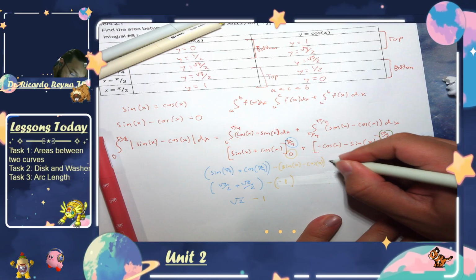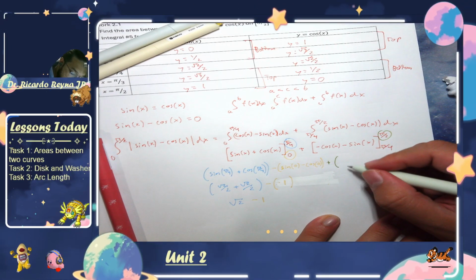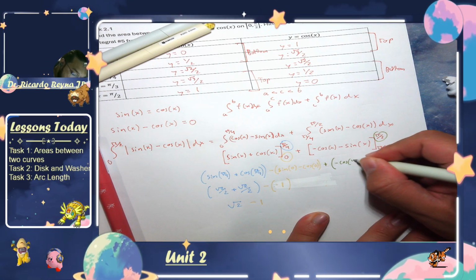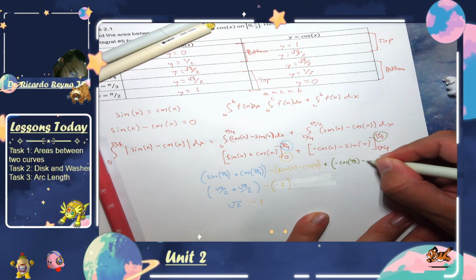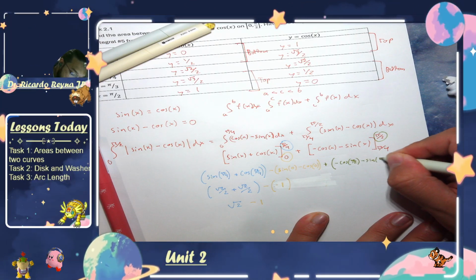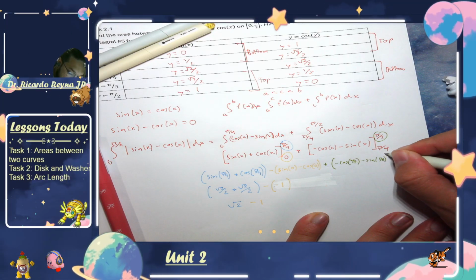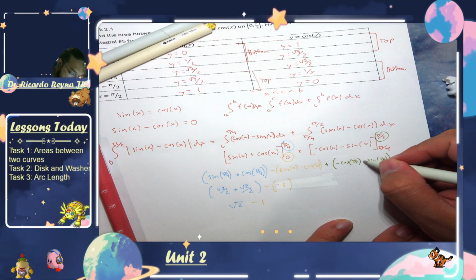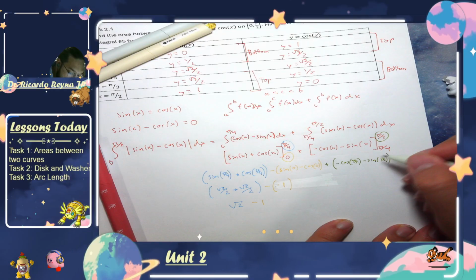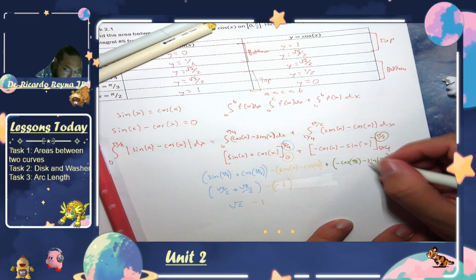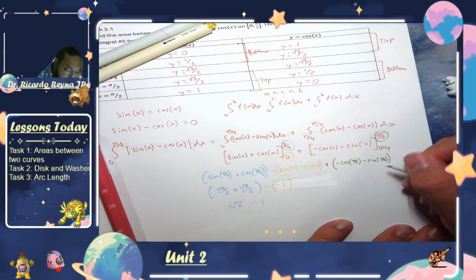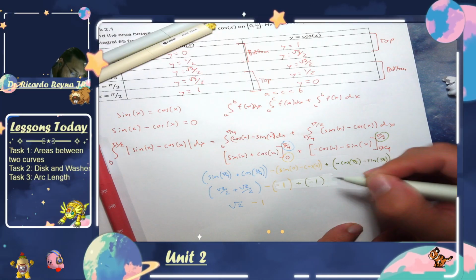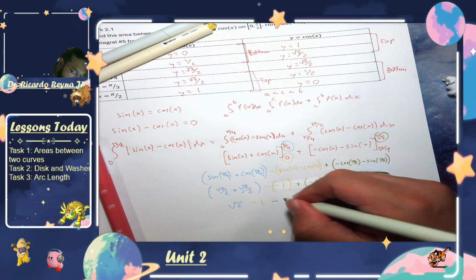We have plus, in parentheses, negative cosine of pi over 2 minus sine of pi over 2. Negative cosine of pi over 2 is going to be negative 0, which is 0. And then negative sine of pi over 2 is negative 1. So we have plus a negative 1, which is just minus 1.